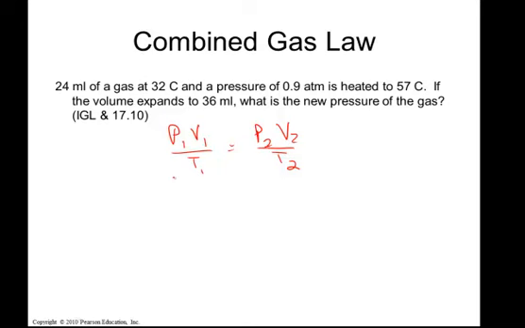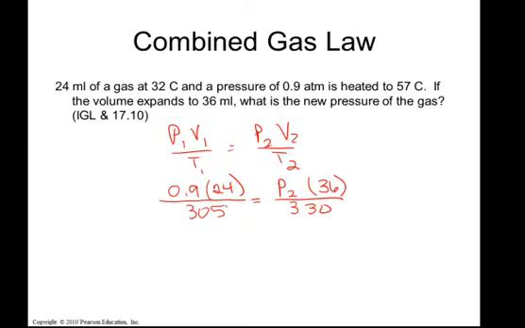So in this case, my pressure is 0.9, my volume is 24, and my temperature is 32, but I have to have this in Kelvin. So I'm going to take 32 plus 273 and get 305. They want to know what the pressure is going to be later. My volume expands to 36, and my temperature goes to 57, so I'm going to have to take 57 plus 273 to put it in Kelvin, which is 330, and those temperatures always have to be in Kelvin. It doesn't matter what my volume units are as long as they're the same, and same thing for the pressures.